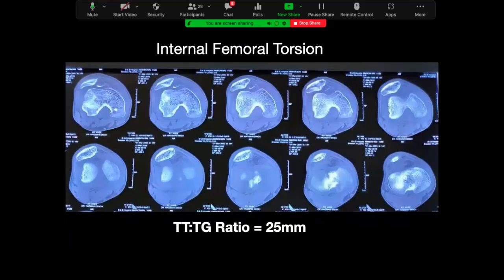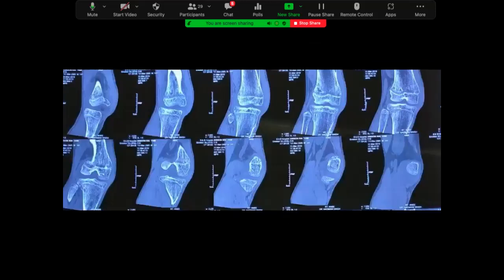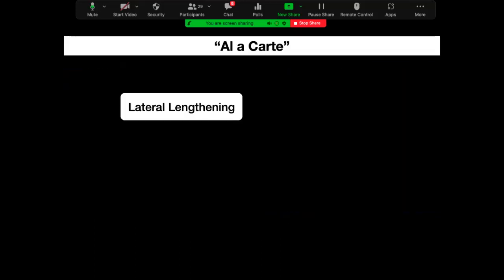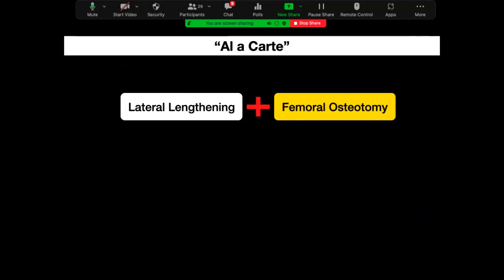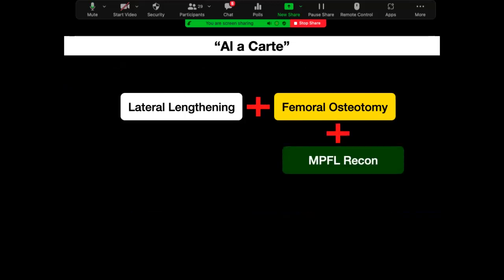And then we did a CT scan. There was an osteochondral fragment, which was visible even in the CT scan. TTTZ was 25. You can see that. So in this particular case, we decided that we'll go ahead with the a la carte approach. We decided to do a lateral lengthening, femoral osteotomy since there was a valgus deformity, then MPFL reconstruction.